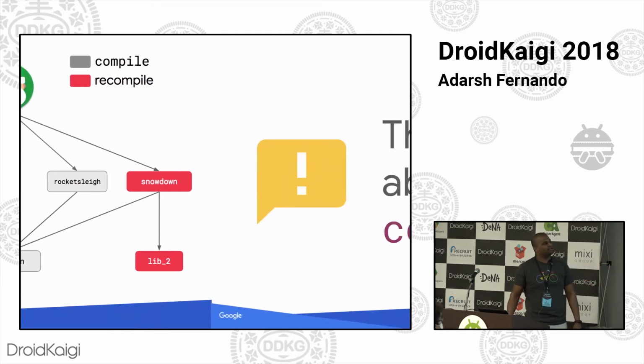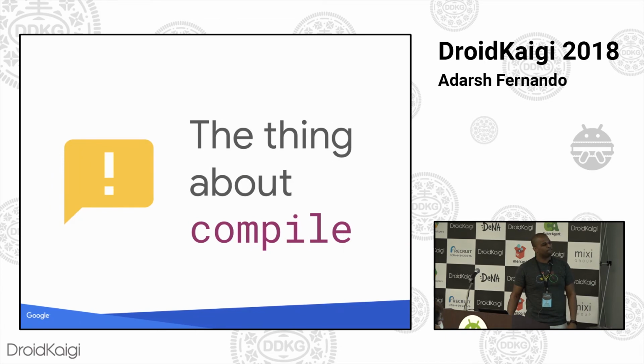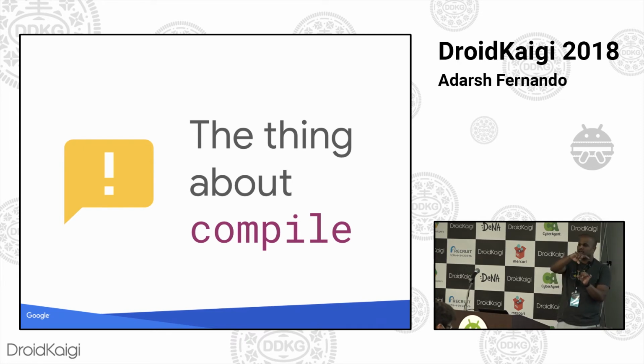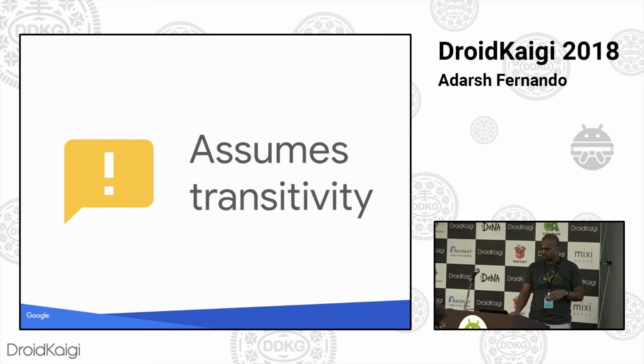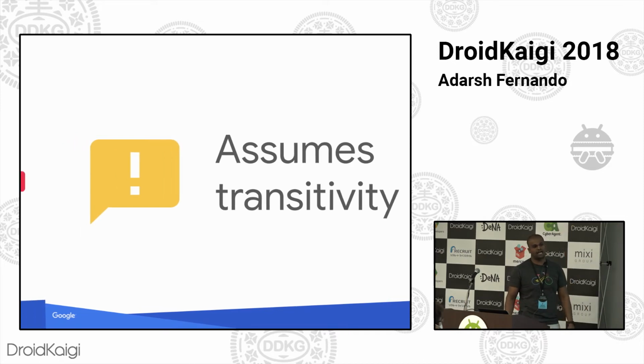But here's the thing about the compile configuration. That one keyword is not enough for Gradle to know whether the dependency, like lib1, is something that you expect only Snowdown to use or Dasher Dancer to use, or you also want to transitively expose that dependency upstream to your Santa Tracker app, right? It's not enough information. So compile assumes transitivity. It just assumes that upstream dependencies are also going to want access to those APIs.